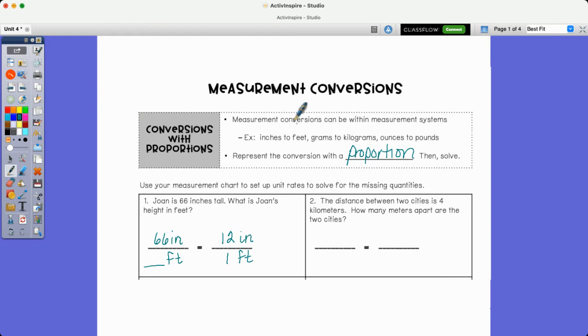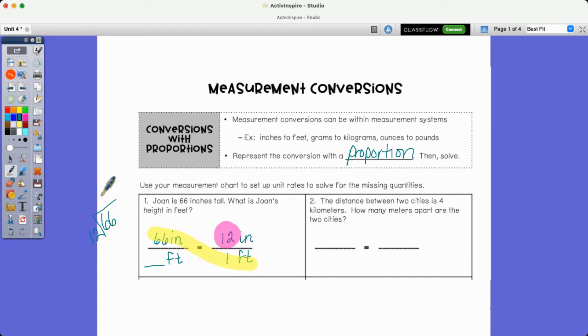So how do I solve this? Well, I love using cross products because it's quick and it's easy. So we're going to multiply across, and I get 66 times 1. And then I divide by 12. So I have 66 divided by 12.